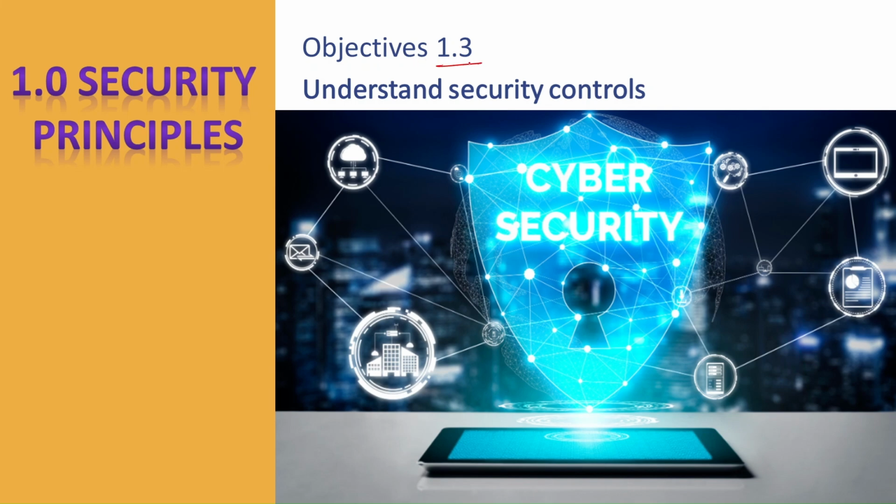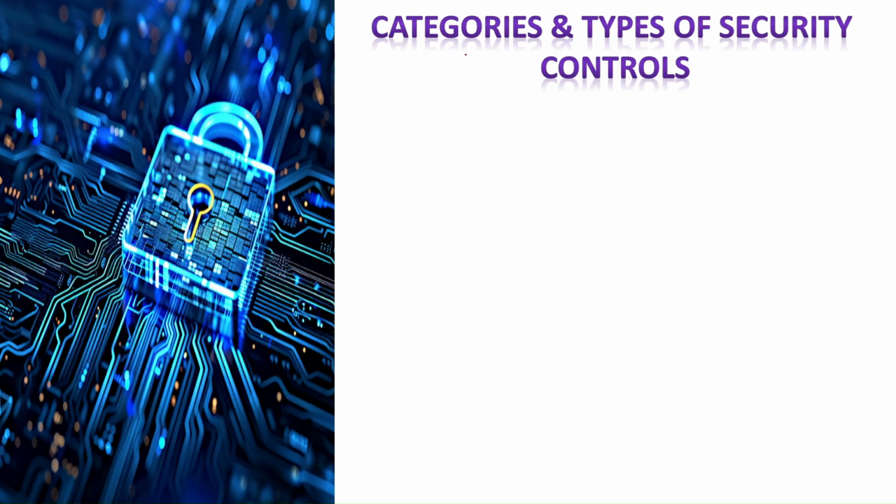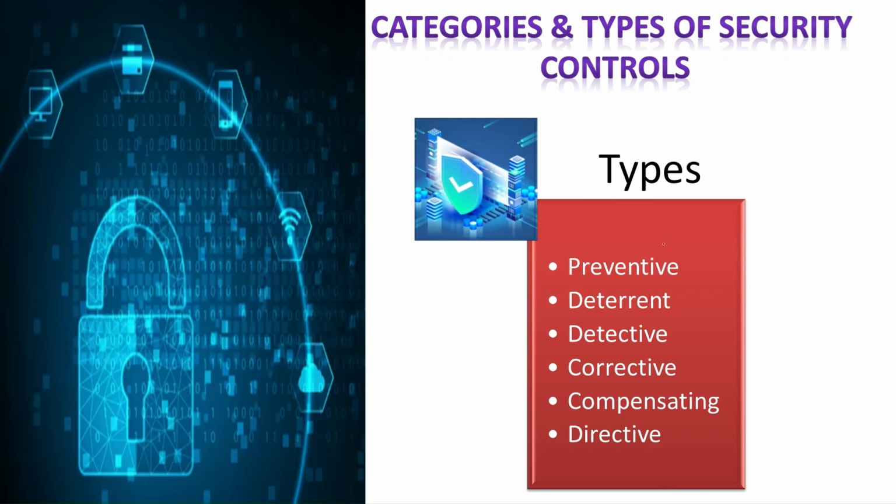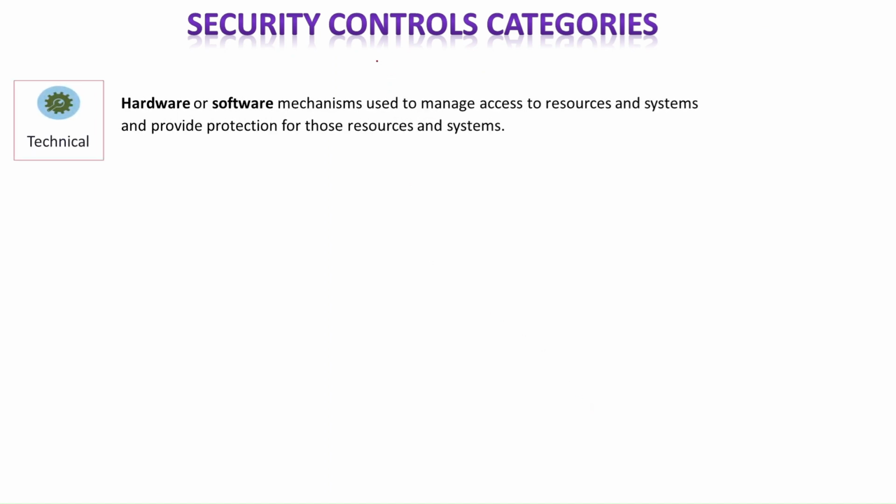And now objective 1.3 is understand security controls. So in the coming slides, we will discuss different categories and types of security controls and their examples. These are broad categories of security control, which include technical, managerial, operational, and physical. These are the types of control, which are preventive, deterrent, detective, corrective, compensating, and directive. So first of all, let's go through the categories of the security control.